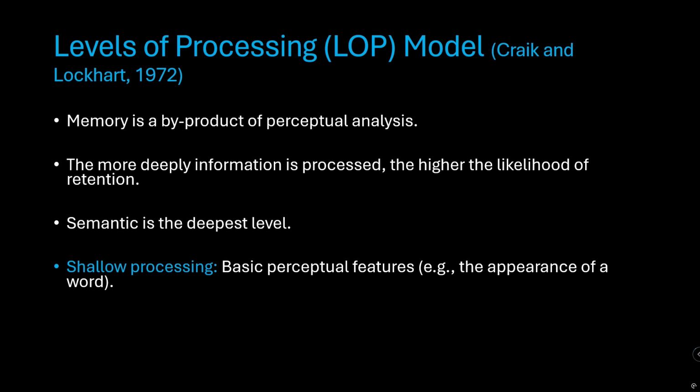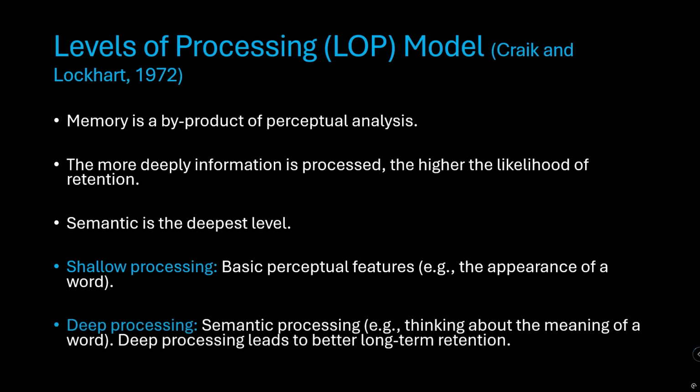Shallow processing is the basic perceptual features, example, the appearance of a word. Deep processing is that semantic processing. So back to that word that we just looked at, semantic. Example, thinking about the meaning of a word. Deep processing leads to better long-term retention. So to kind of sum this theory up is that the more that we process information or the more that we think or focus on that information equates to a deeper level of processing. And the deeper that we process information, the easier it is to remember.